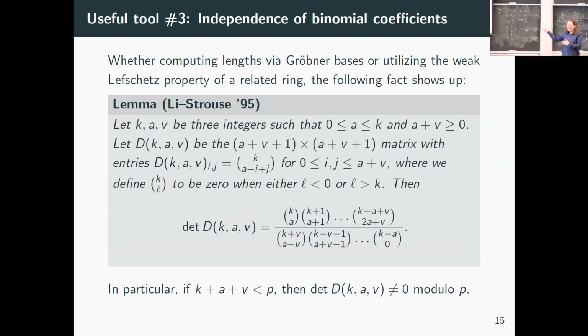And I'm always a sucker for cute combinatorial determinant formulas. And with that, thank you for listening.